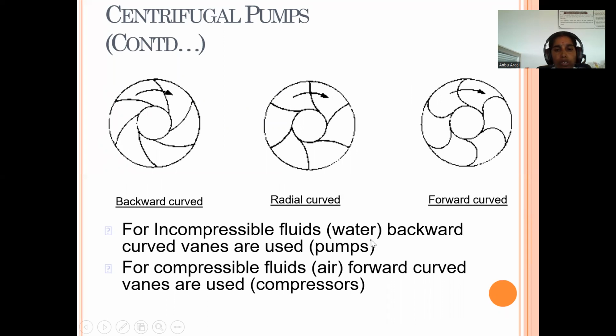For incompressible fluids, backward curved vanes are used. For compressible fluids, forward curved vanes are used. This is for compressors. This is backward curve, radial curve, and this is the forward curve.